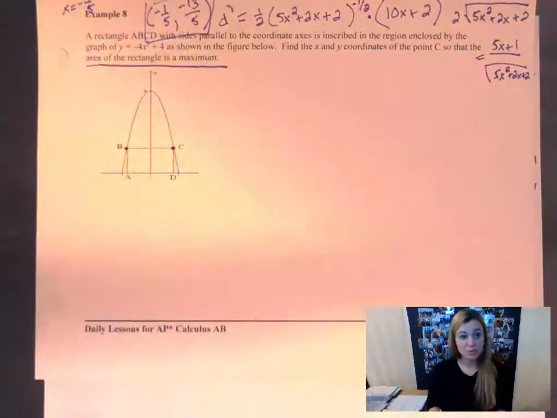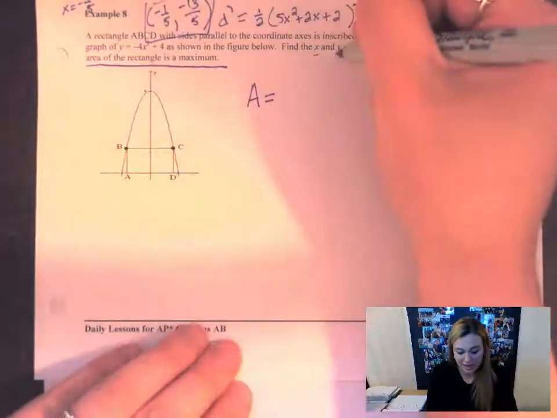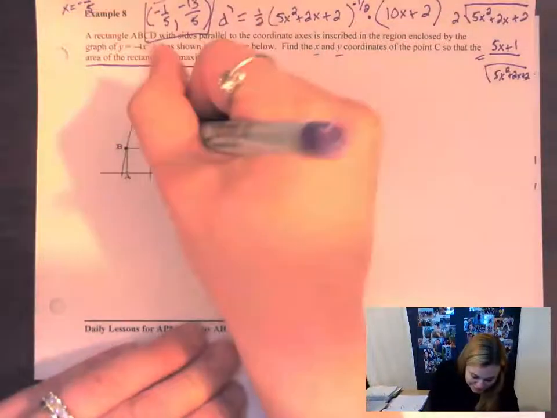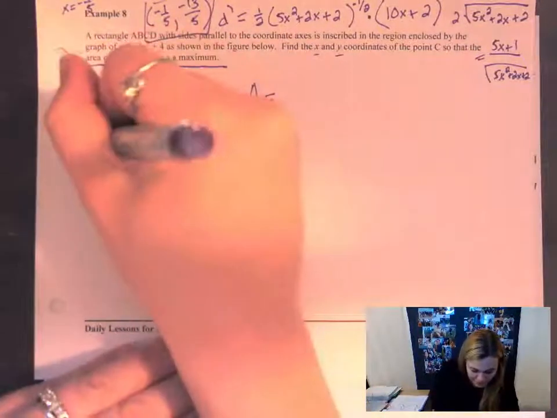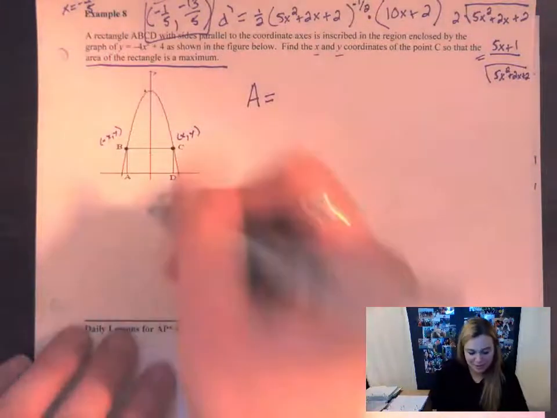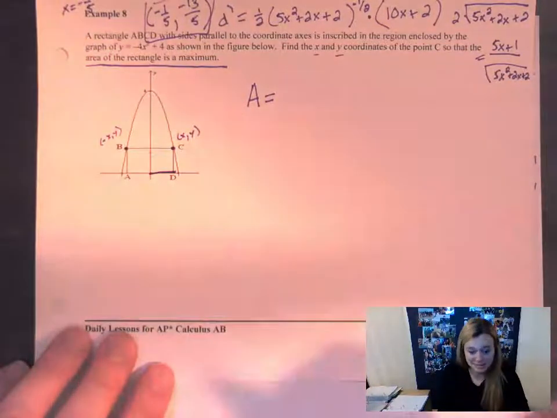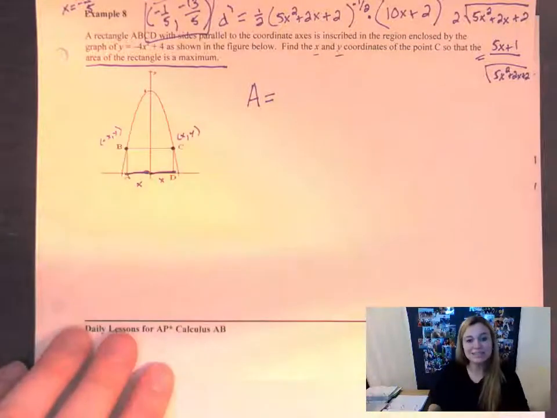Okay, this is what we want to make maximum. Area is length times width. But in this problem, if we're finding coordinates and we've already got an x and a y, we need to use those somehow. I can see that this point right now is at the point (x, y). Over here, this would be negative x, positive y. If I'm thinking about the distance, from here to here is a distance of x, which means from here to here on the other side is also a distance of x.